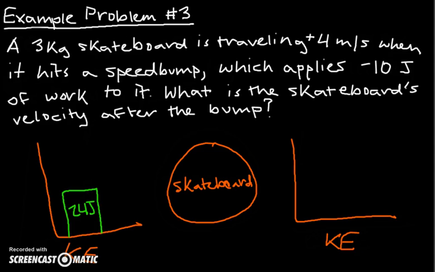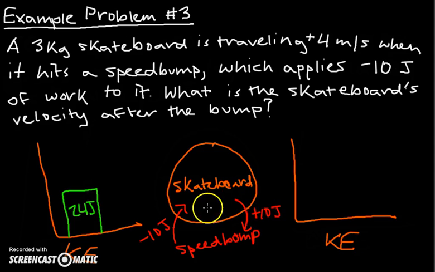In the problem, it tells us that the speed bump is applying -10 joules of work on the skateboard, but we could also visualize this as taking out +10 joules from the skateboard. So this is an or situation, not both, so don't go taking out 20 joules from the system, just 10. This is just an alternative way to visualize it.